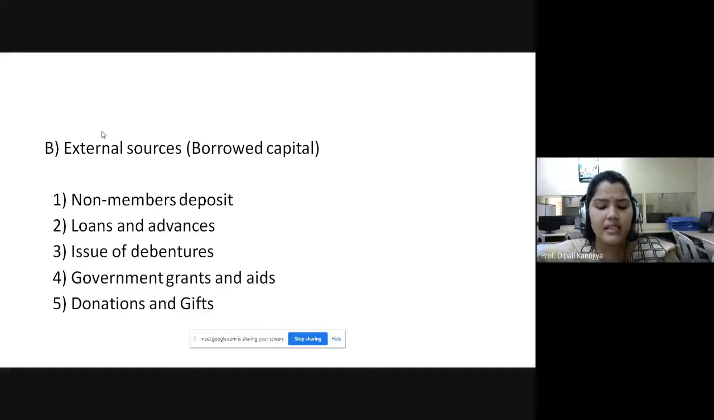Then the Reserve Bank and State Bank of India provide loans on a large scale to the cooperative sector in India. They also provide loans to societies. Keeping in mind the need for capital, the cooperative society takes loans from different creditors. Very much important. So today we have learned about two external sources.